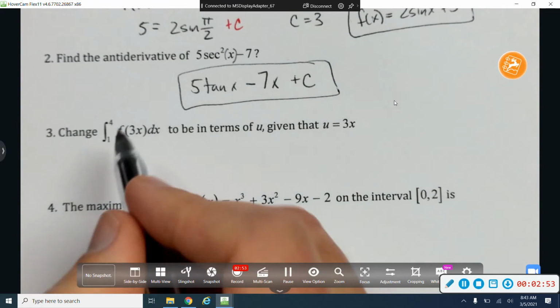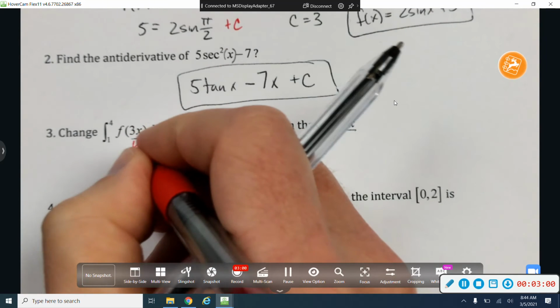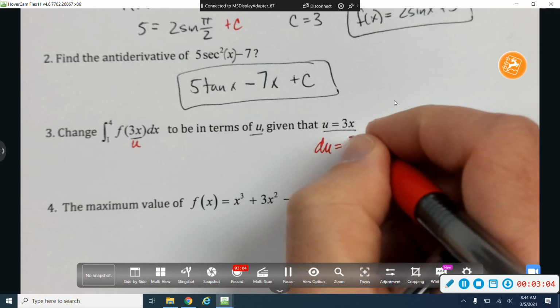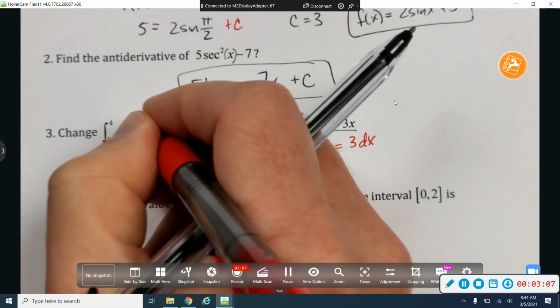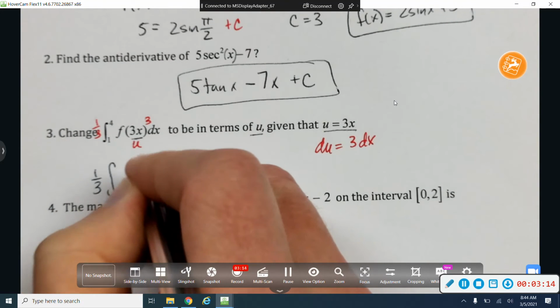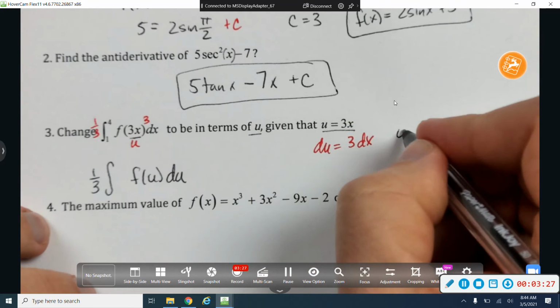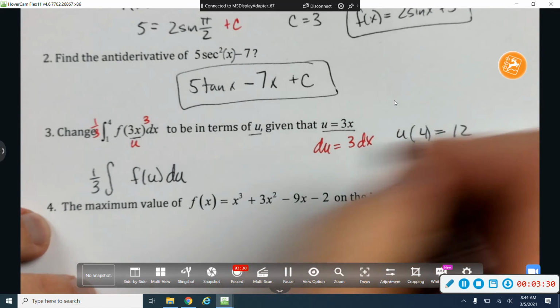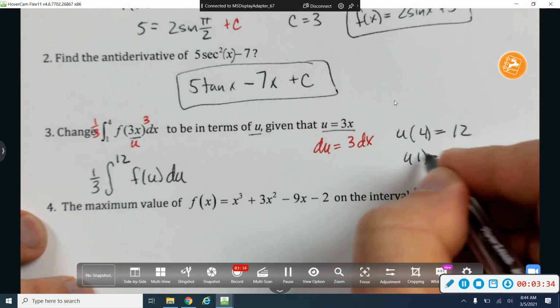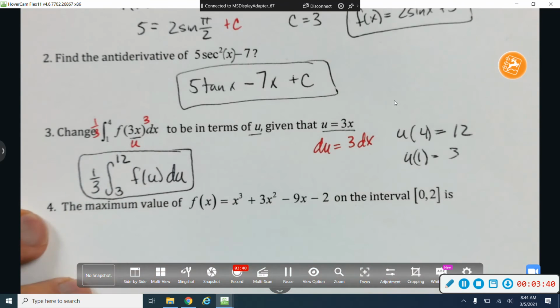Number 3, change this integral to be in terms of u, given that u is 3x, which makes sense, so we'll have f of u in there. That means du is 3 dx, so I need a 3 and a 1/3. So 1/3 integral f of u du. And you can bet that one of the answer choices will have 1 and 4 as your limits, but we need to fix those to be u limits. So u of 4 is 12, and u of 1 is 3. So that would be the answer we're looking for.